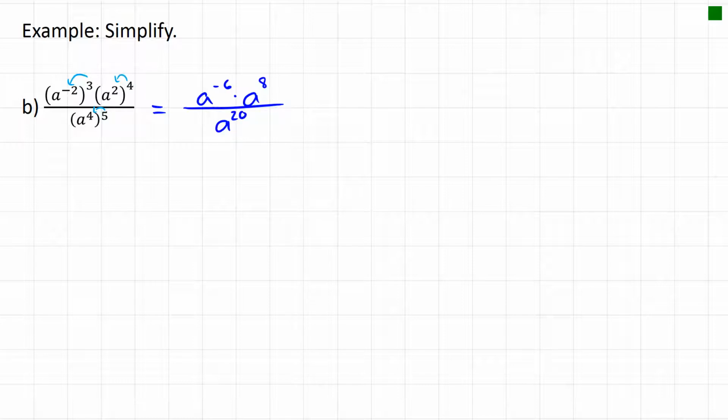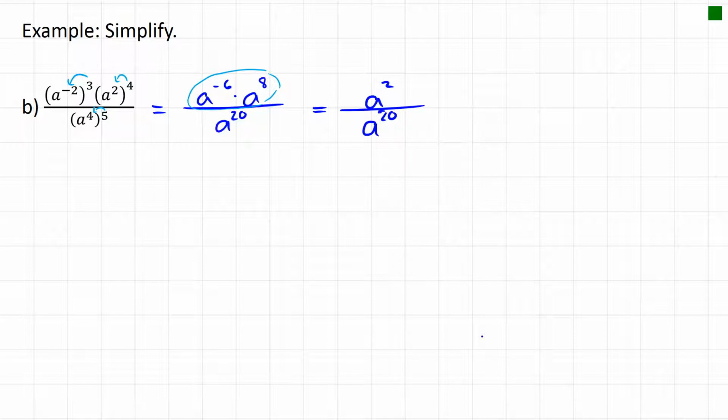And now I can see that I have a bunch of powers with the same base, a, and I have some more simplifying I can do. And so I can combine these any which way I want, but I'm going to start just for myself. I see a to the negative 6 and a to the 8 on top, and I just feel like that would be a really easy place to start simplifying. So a to the negative 6 times a to the 8. Well, it's negative 6 plus 8, is a to the 2. That's using my product rule. And then I have over a to the 20.